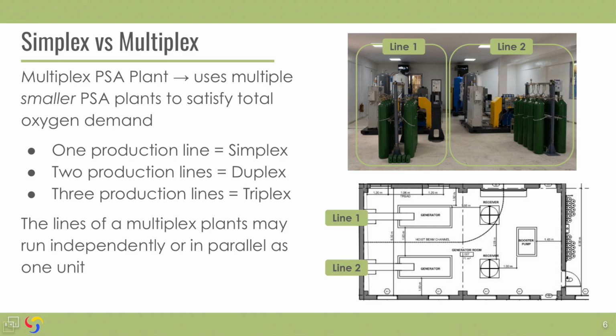A multiplex PSA plant uses multiple smaller PSA plants to satisfy the total oxygen demand. One production line is referred to as a simplex plant, 2 production lines is a duplex, and 3 production lines is a triplex. The lines of a multiplex plant may run independently or in parallel as one unit. Duplex plants are a popular option because they maximize the strengths and minimize the weaknesses of multiplex plants.